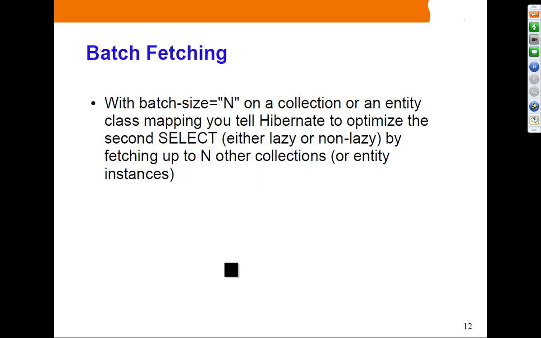And for batch fetching, you can specify the size of the batch on an associated collection. When you say batch size n on a collection or an entity class mapping, you're basically telling Hibernate to optimize the second select, either lazy or non-lazy, by fetching up to n entities.